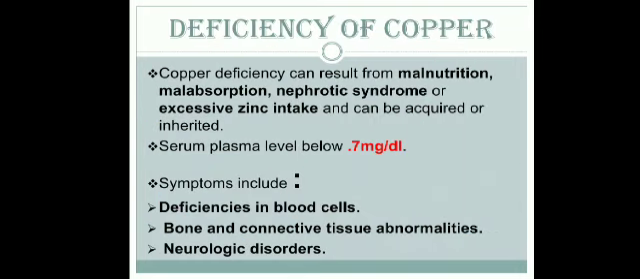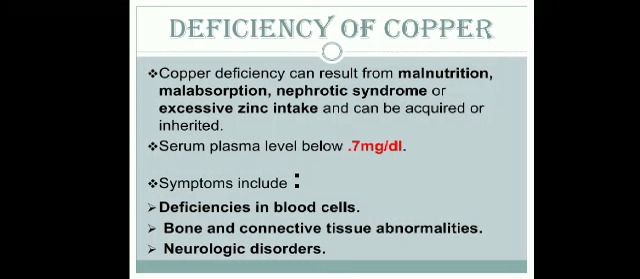Now let us see what happens when copper is deficient in our body. This copper deficiency or insufficiency can result from malnutrition, malabsorption, nephrotic syndrome, or excessive zinc intake. As we all know, zinc reduces the intestinal absorption of copper into the blood. The deficiency of copper can be acquired or inherited.